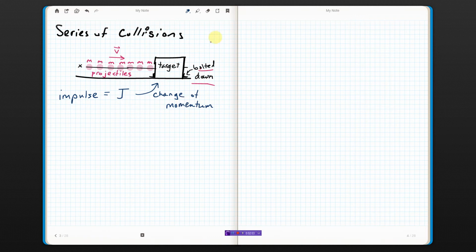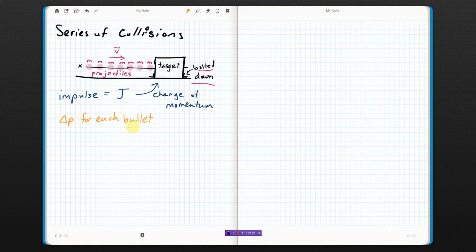We're also going to say that each bullet undergoes a change in momentum of delta P. Okay, so delta P for each bullet. I should be calling them projectiles, but you know what? It's easier to write bullet. So that's what I'm going to call them.